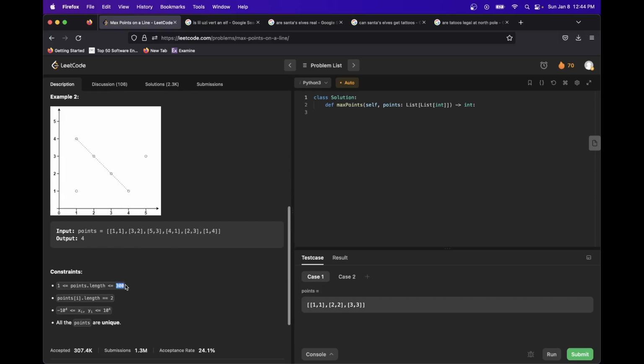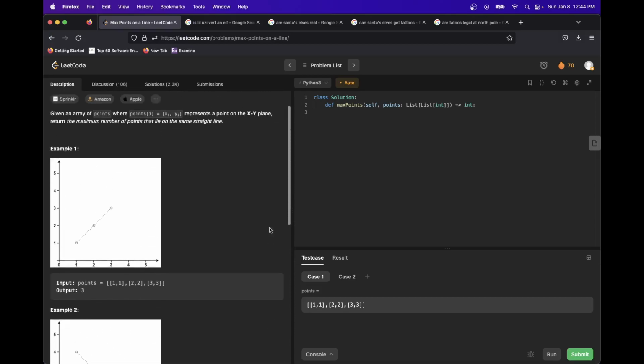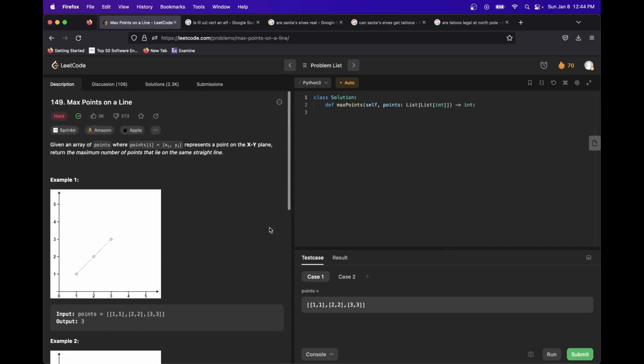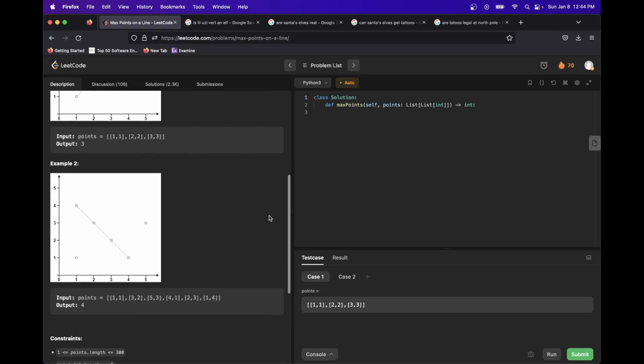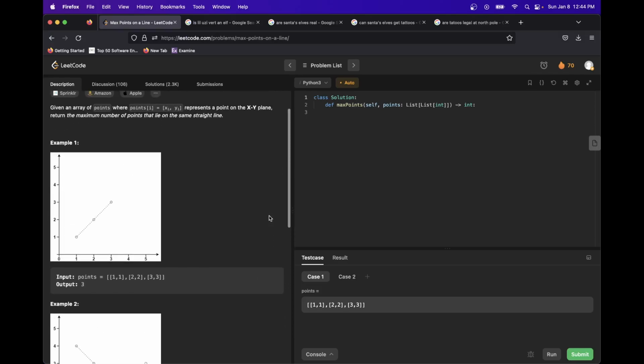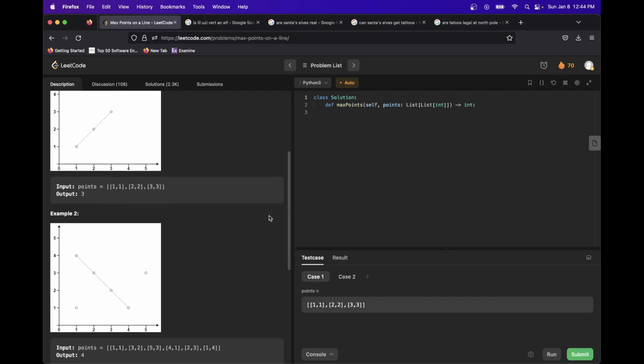Something we can immediately see is that there's only going to be 300 points maximum. So we don't really have to optimize all that well. We're not trying to get O of log n or anything crazy. And in fact, the brute force approach does just straight up work, which would be, I would imagine, O of n cubed.